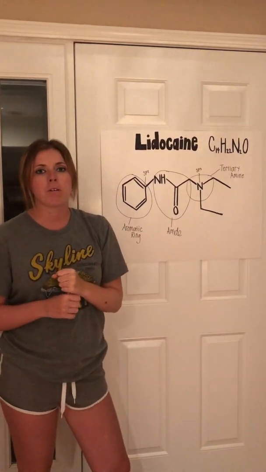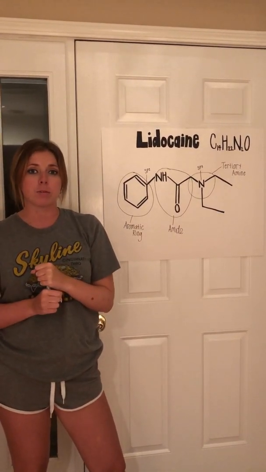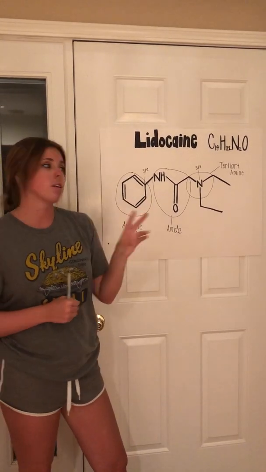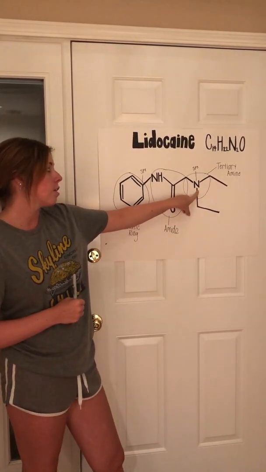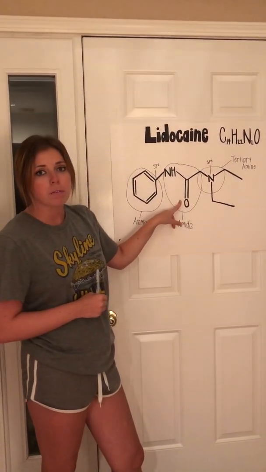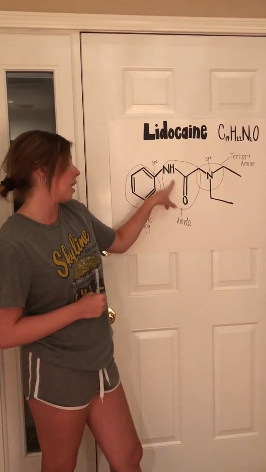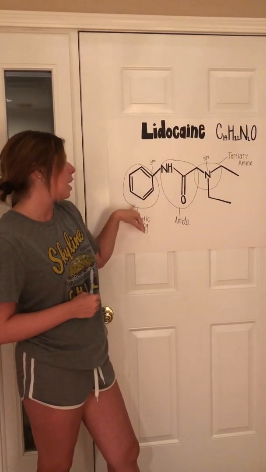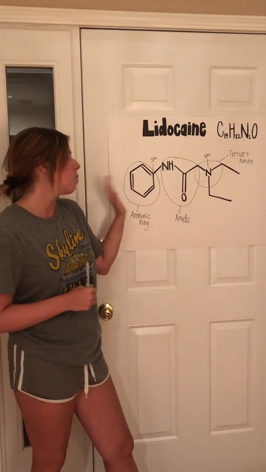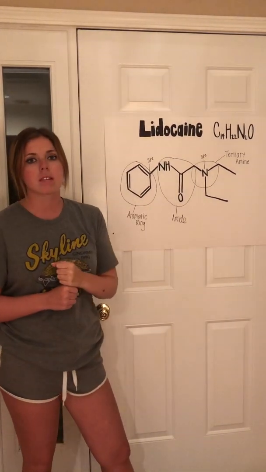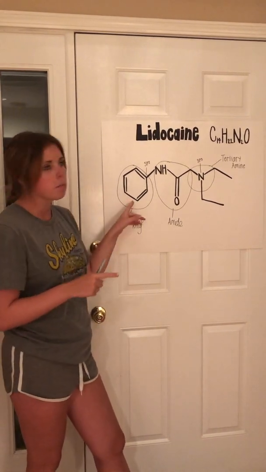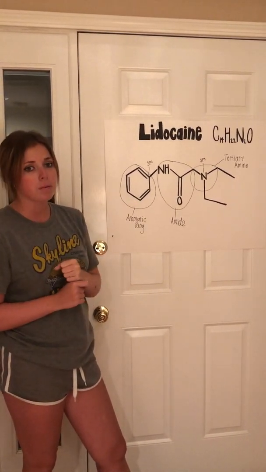I then had to go through and find only the polar functional groups. So 2 out of my 3 functional groups are polar. I have this tertiary amine over here because it has that nitrogen in it. I also have the amide, which is a polar functional group because, again, of the oxygen and nitrogen right there. My aromatic ring, however, is nonpolar. That's because it's made of solely carbon atoms with single and double bonds in a ring-like formation, and since it's only made of carbon, that makes it nonpolar.